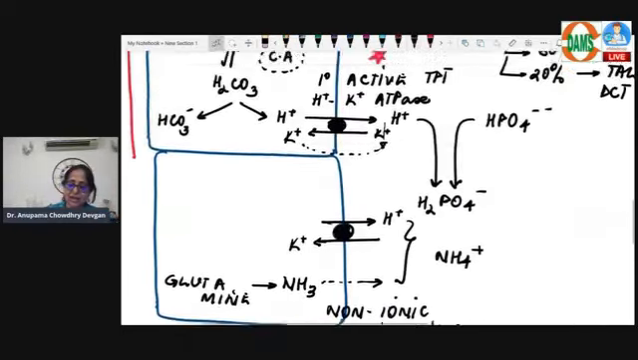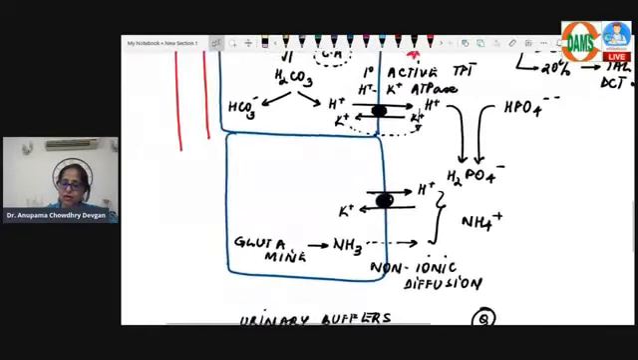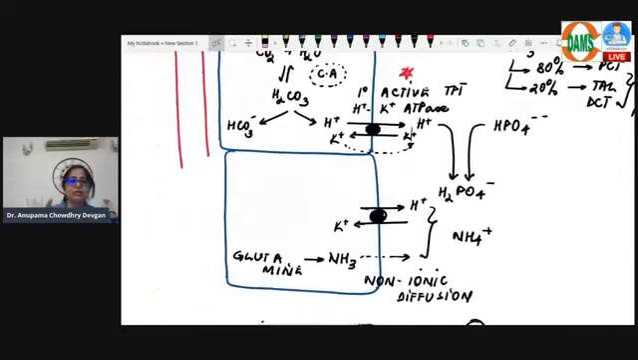Let's have a look at this. Again, in the collecting duct, what happens? We said every H plus which is secreted will be first buffered by HPO4 2-, monohydrogen phosphate, to form dihydrogen phosphate, which is known as your titratable acidity.